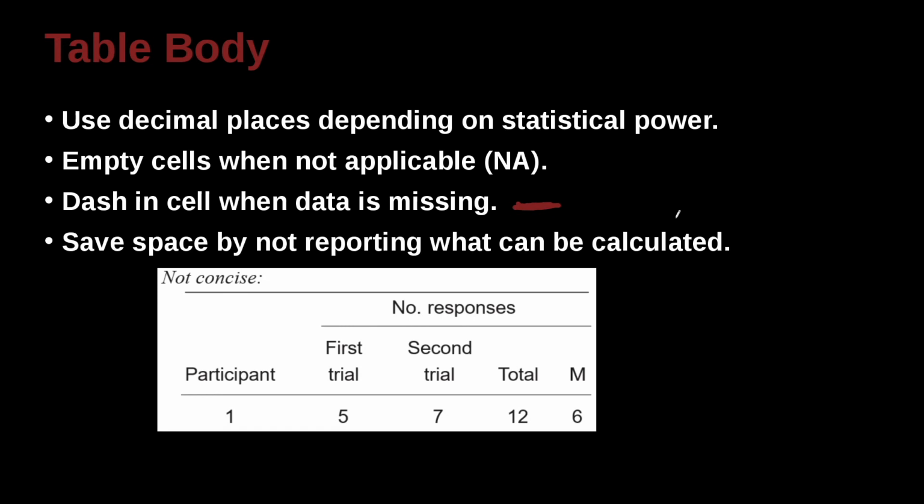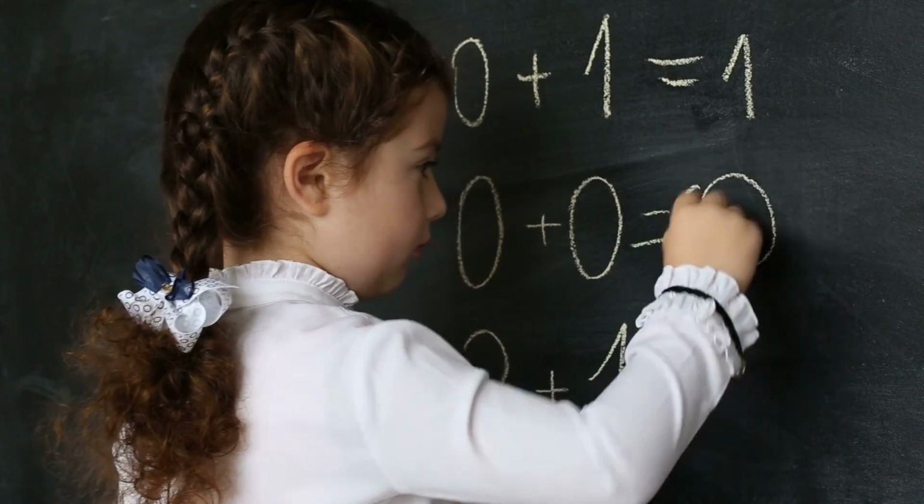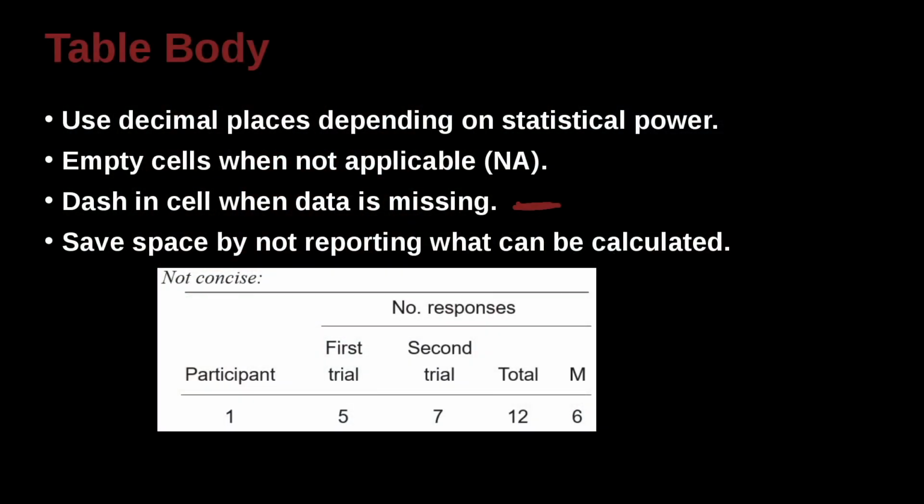Save space by not reporting what can be calculated. So if there are numbers that can be calculated by the reader, you do not need to also report those. For example, totals and sums and subtotals. Don't add all those things if people can just take a calculator and do it themselves.